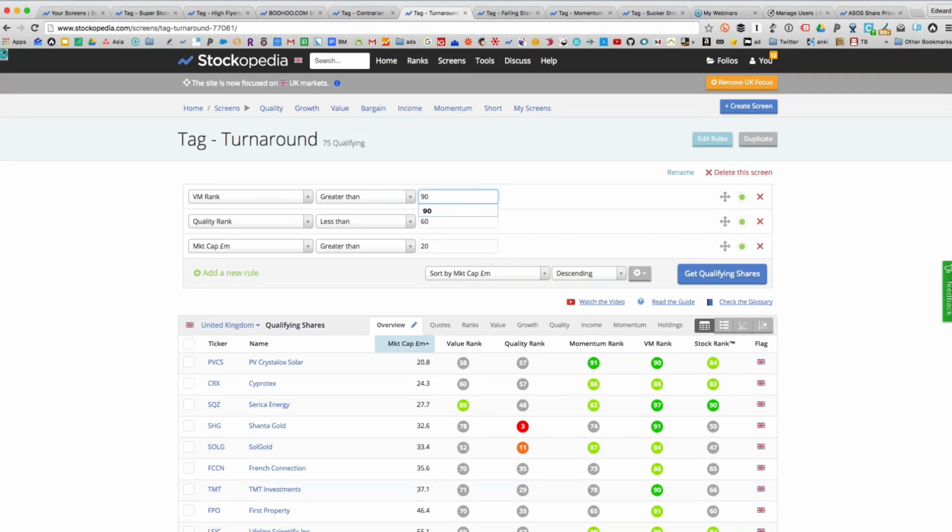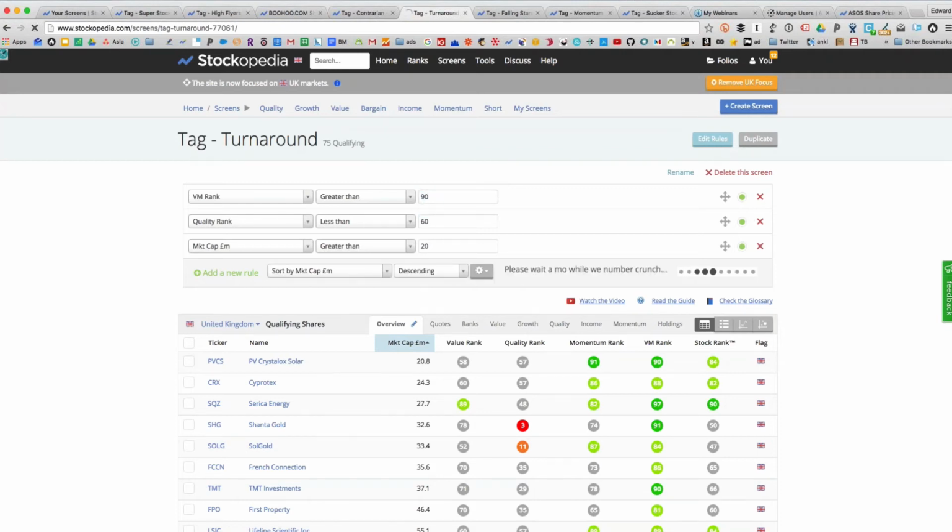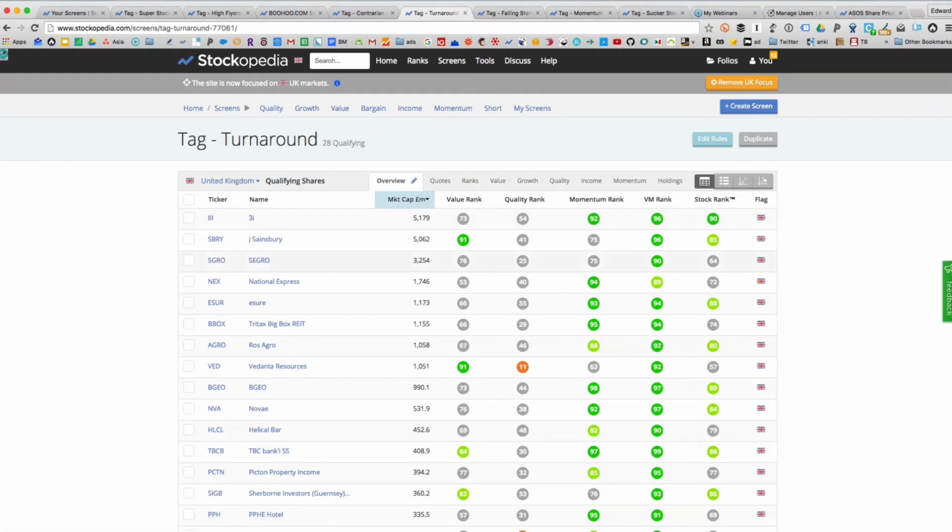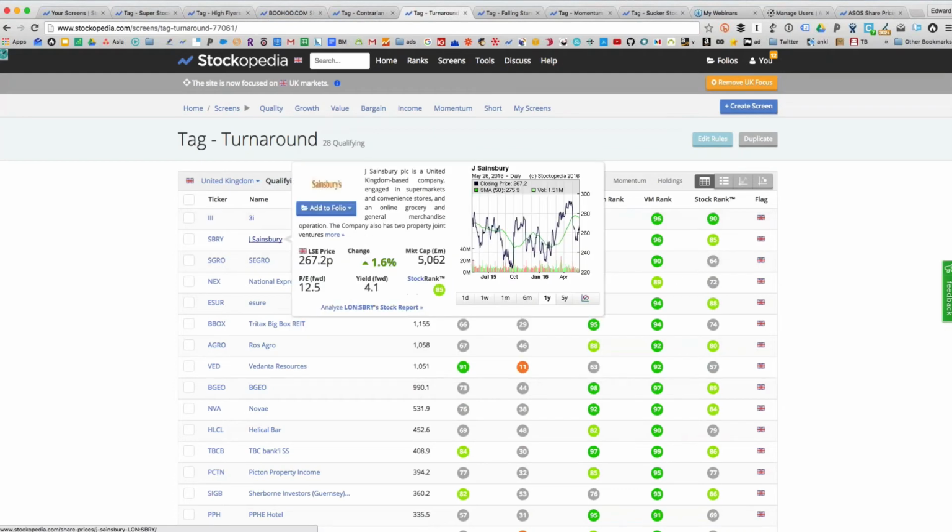Let's make it a little bit more strict, and a quality rank less than 60. And let's have a look. And well, there's Sainsbury's, big British supermarket chain.